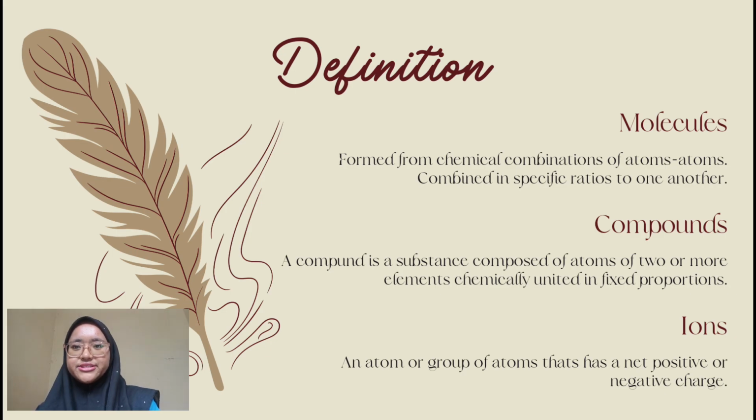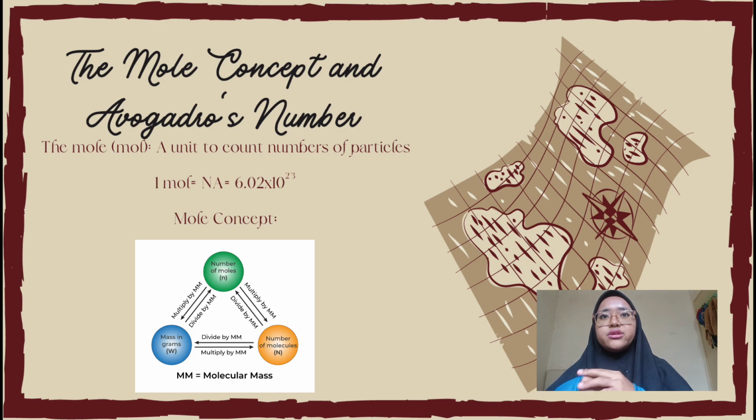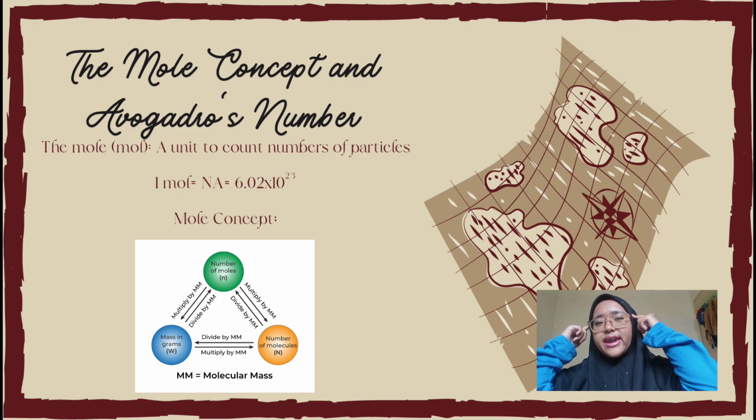Okay guys, let's go to the next subtopic, which is the mole concept and Avogadro's number. The mole, what is it? It is a unit to count numbers of particles. One mole equals Avogadro's number, which is 6.02 multiplied by 10 to the power of 23. So here is the mole concept that you guys need to know before doing any calculations, because this is a basic thing you need to remember in your head before doing any calculations.